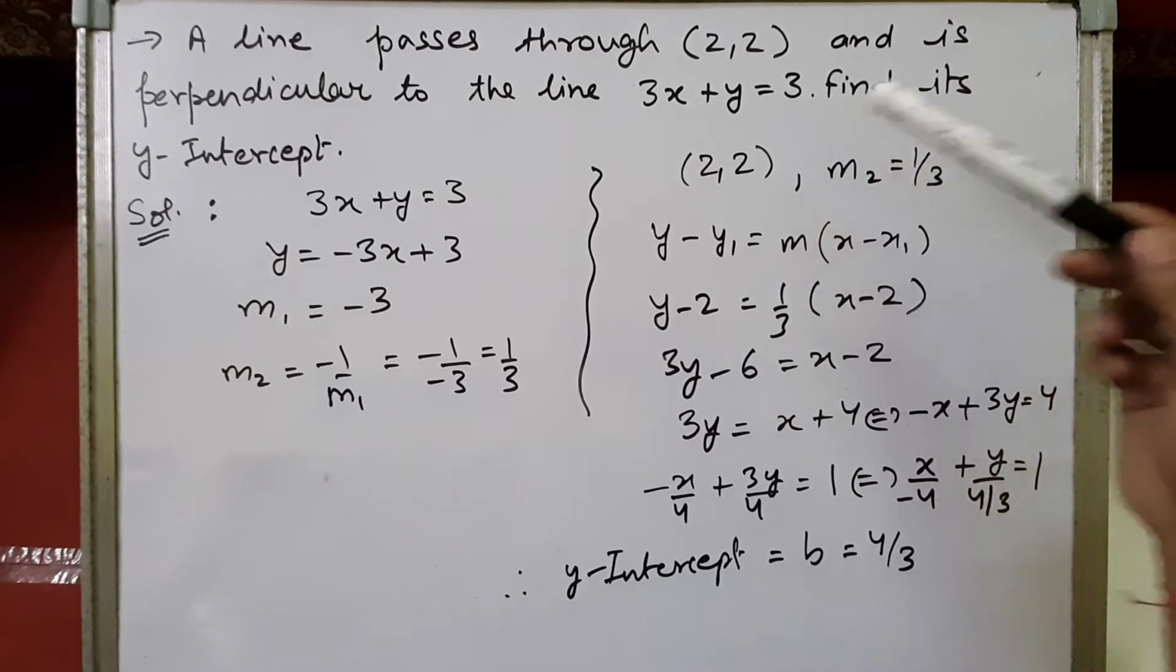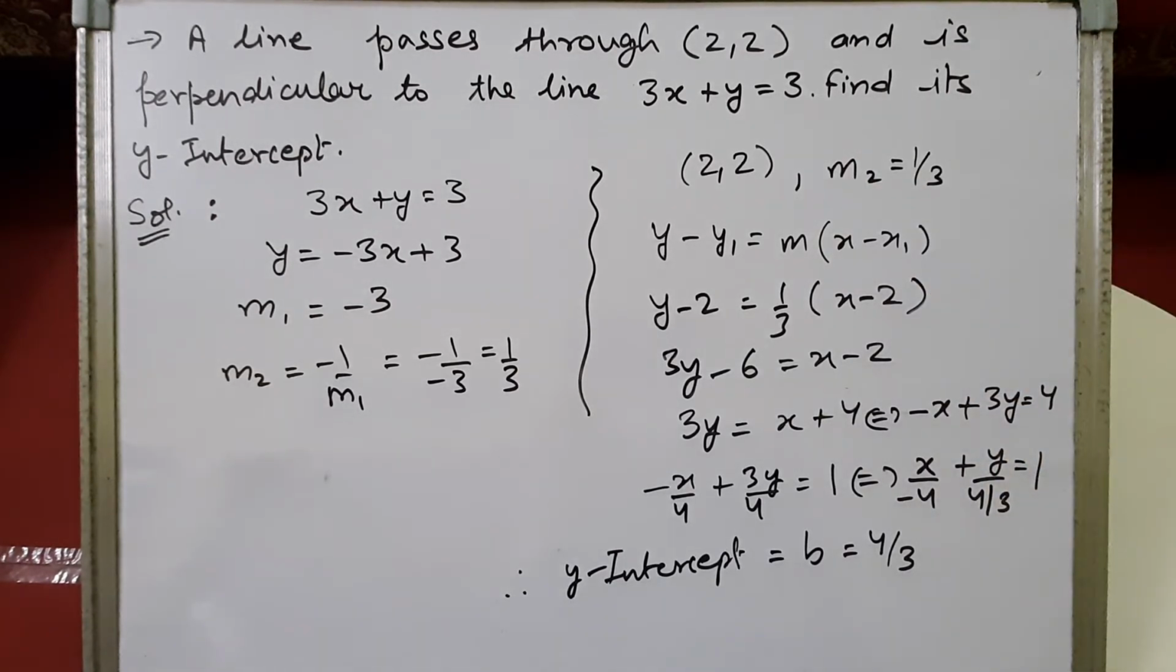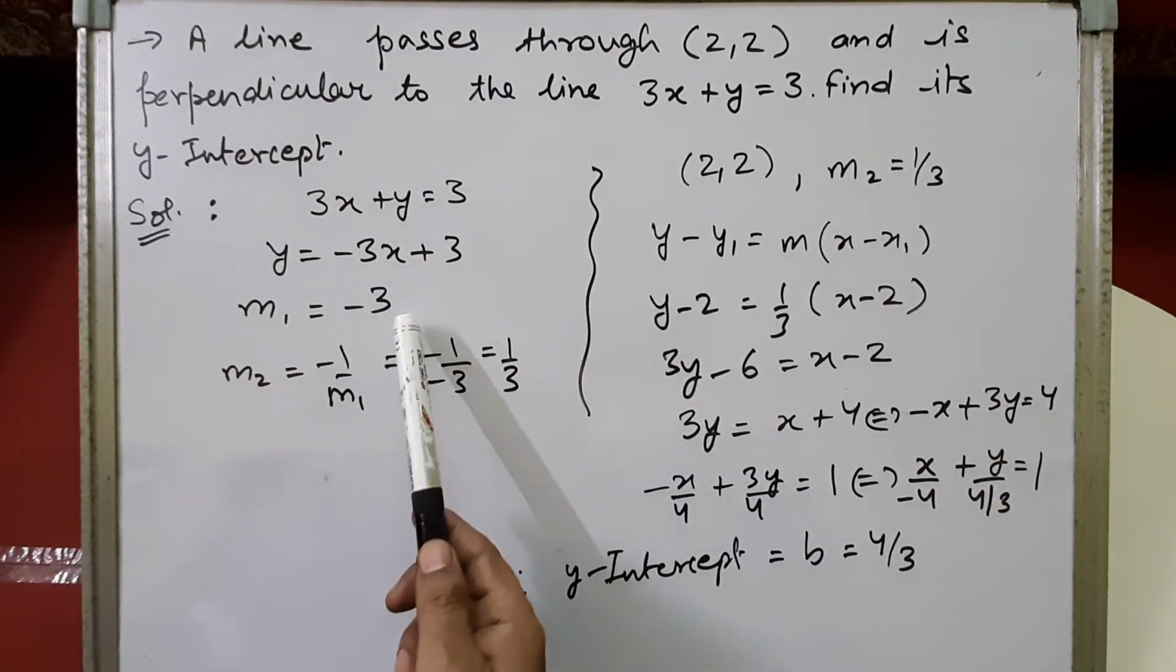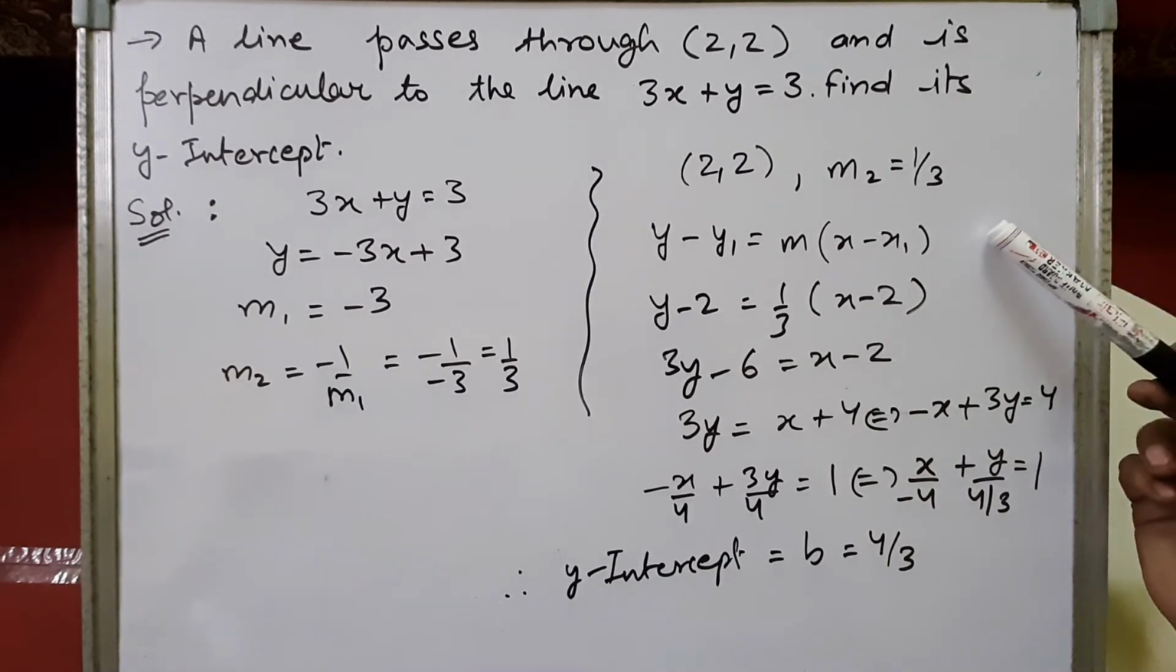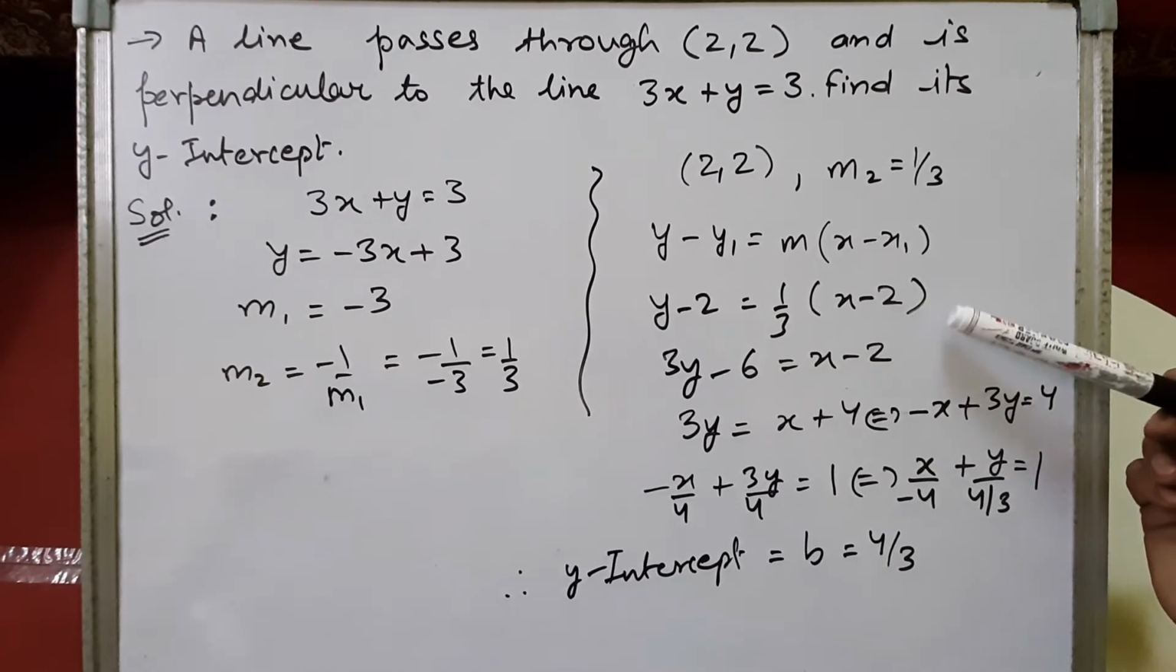When lines are perpendicular, the slope of the given line, when we convert it to y equals mx plus c, m1 will be minus 3. If m1 is minus 3 and the lines are perpendicular, then m2 will be minus 1 upon m1. It will be minus 1 upon minus 3, which is 1 by 3. So we know the slope, we know the point. The equation of a line passing through one point is y minus y1 equals m times (x minus x1). When we substitute the values of x1, y1 and m, we get the equation 3y minus 6 equals x minus 2. Alright.